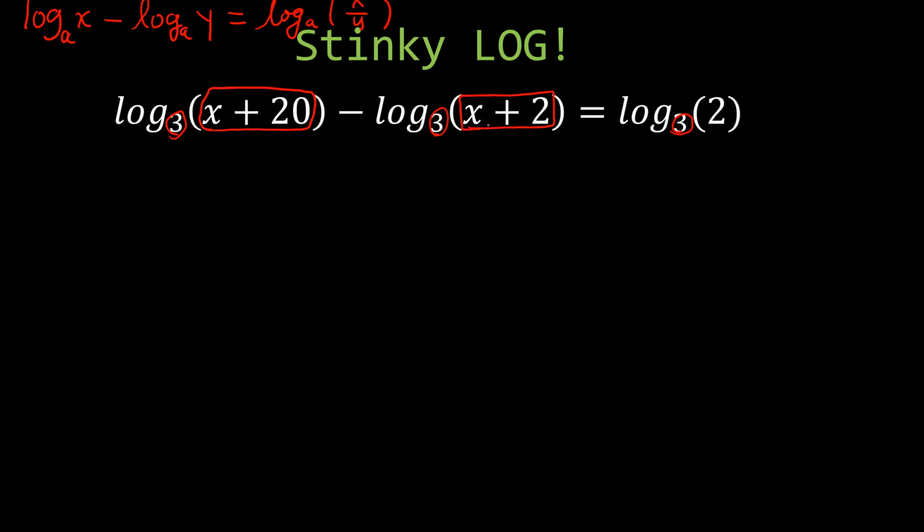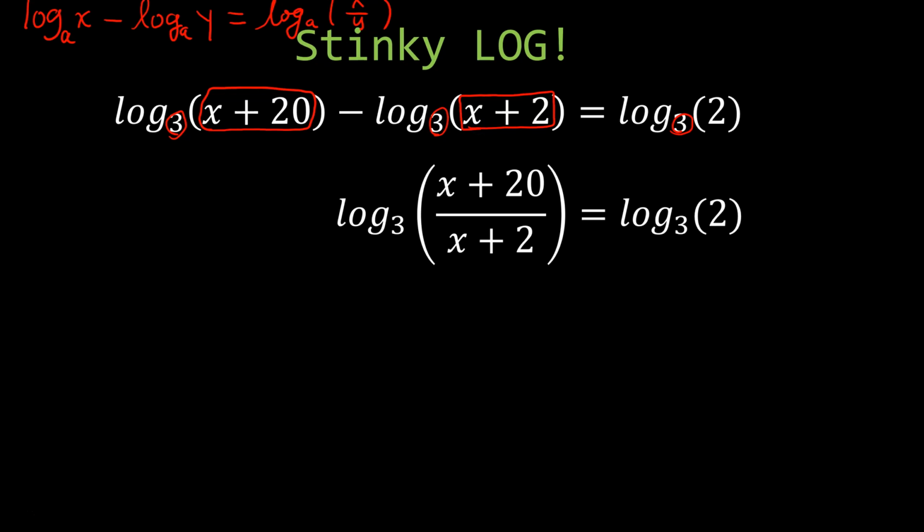Divide. So when we condense that into one log, we will have log base 3 of (x plus 20) divided by (x plus 2) equals log base 3 of 2. Now, you would say, well, do we want to get the other log to the same size so we can combine?